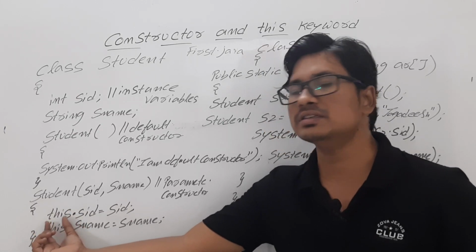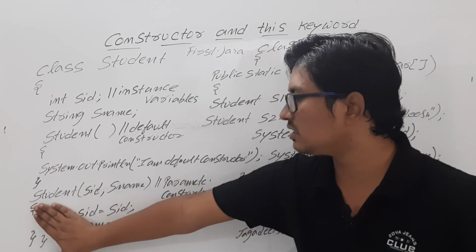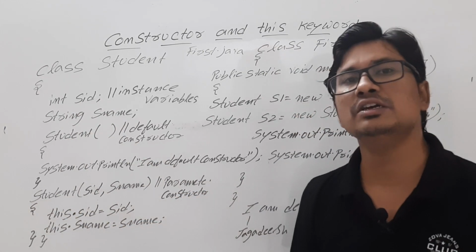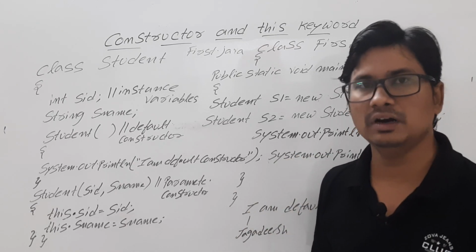As you are using this, then this SID will be considered as an instance variable. If you do not write the SID, then it will consider SID as a local variable. For better understanding, I will execute this program on the desktop.